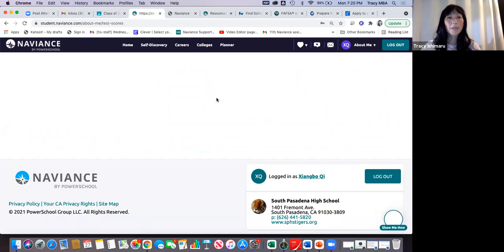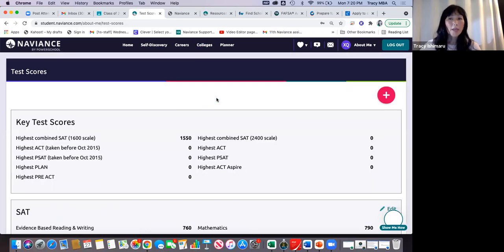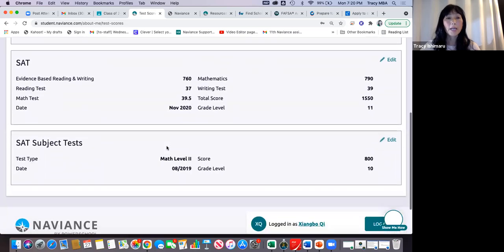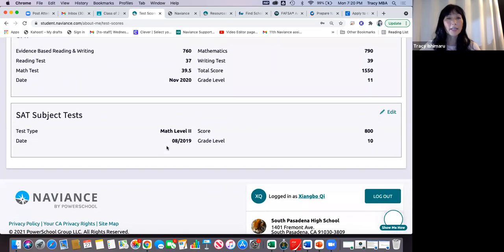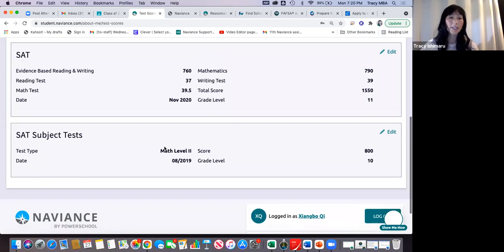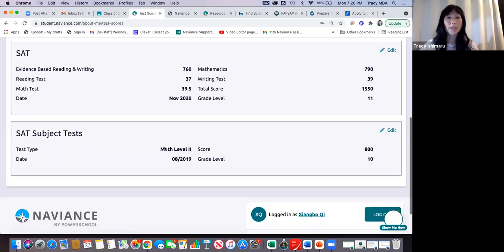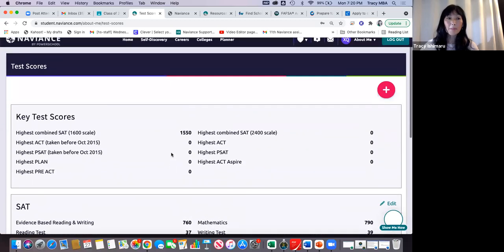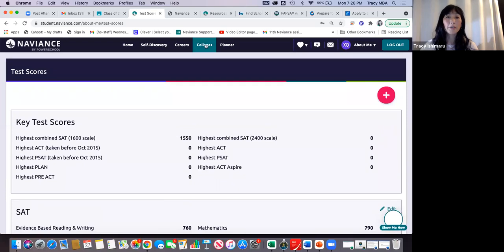The third level here is about test scores. So again, the student has the ability to go in and hit the plus sign and put down their test scores. Here's their SAT, the subject test. He had taken it in 10th grade. It's no longer a test that they normally take. He can submit it if a school says that they will take the subject test, but at this point, it is really not one that they will be submitting. The SAT, they may be submitting depending on the particular school.